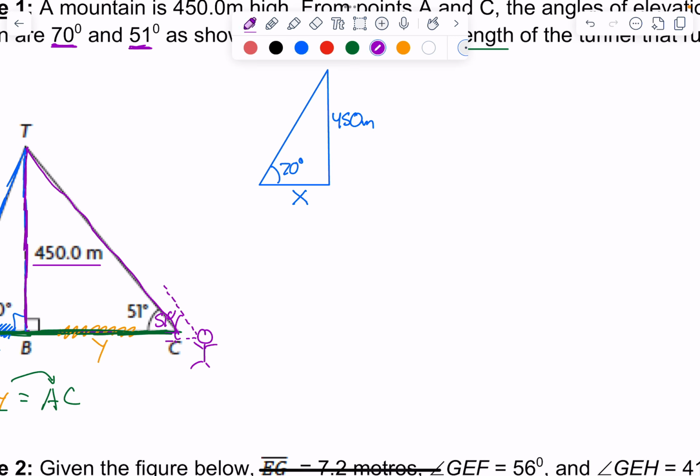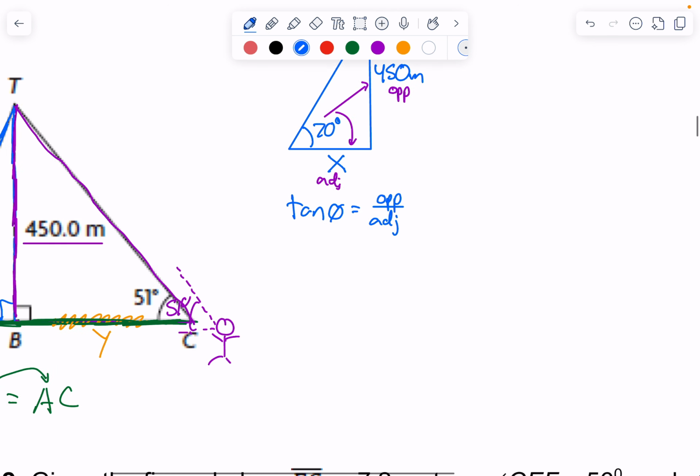Well, I'm given an angle. I'm given the side length that is opposite my angle. And I'm looking for the side length that is adjacent to my angle. So, O and A, TOA. So you're going to be using the tan ratio. Tan of theta is the side length that's opposite over adjacent. It's a ratio between those side lengths. So let's fill in what we have. Our theta in this case is 70 degrees. The opposite is our given height of the mountain being 450.